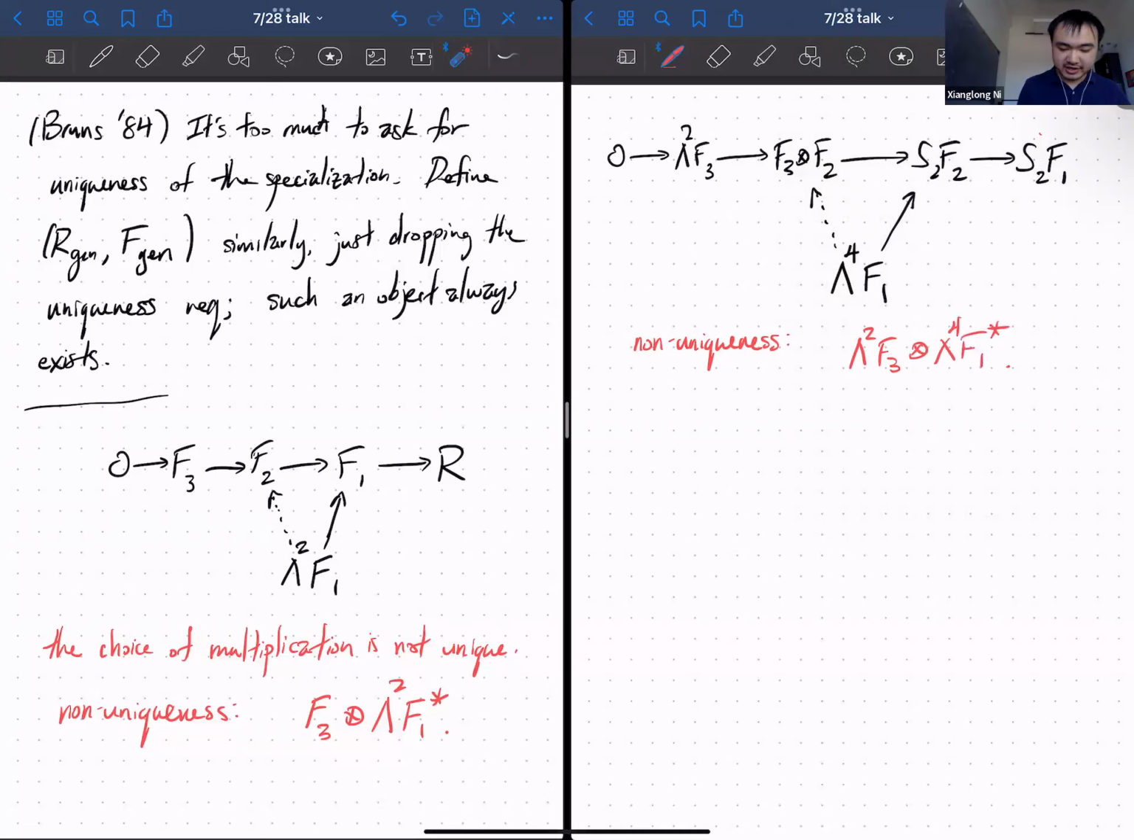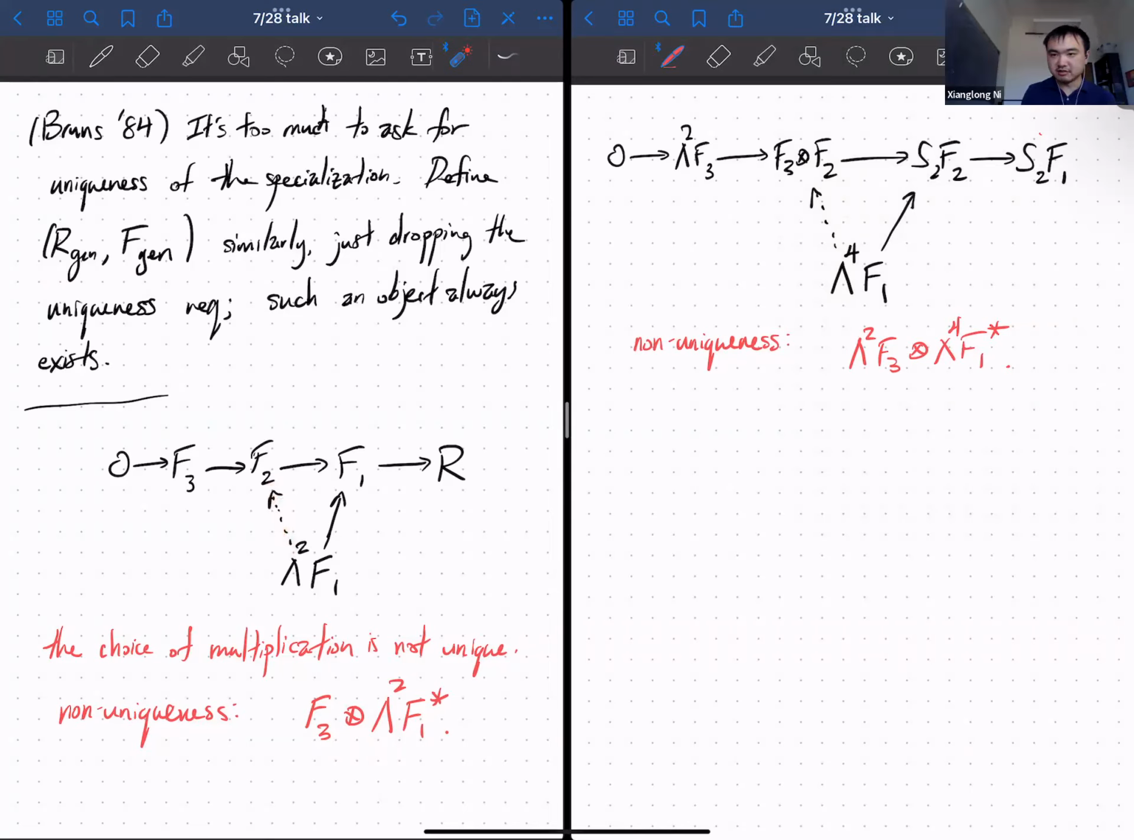Okay, so how does this relate to this earlier point about why it's too much to ask for uniqueness of specialization? Well, if we were to have this generic example, right, then in particular in the generic ring, R generic, the entries of this map exist.